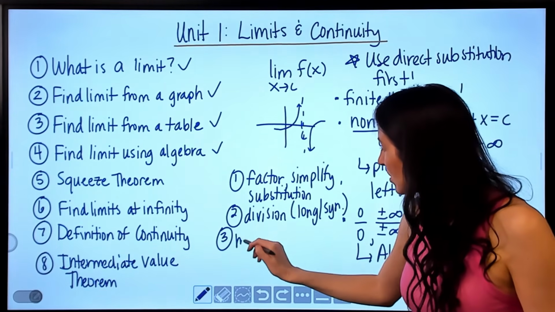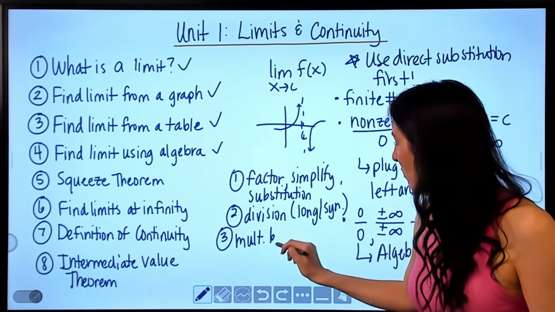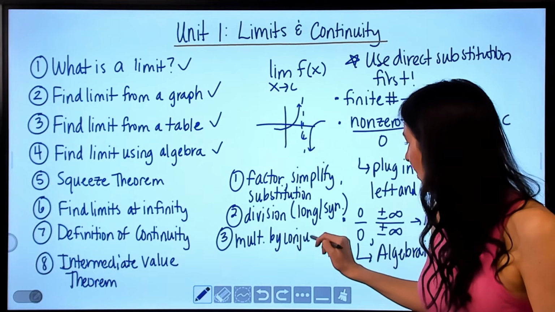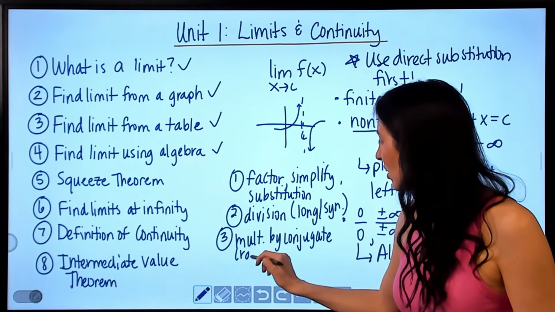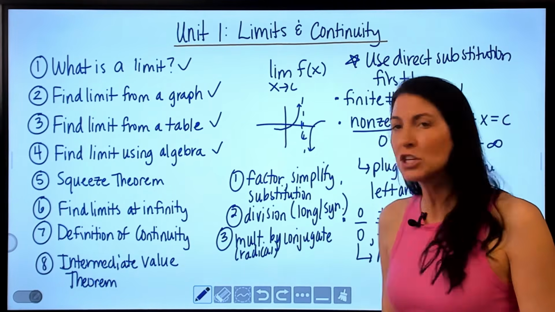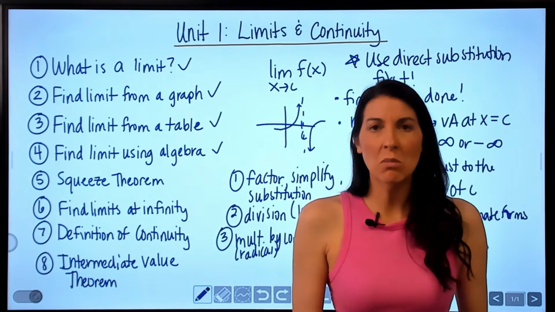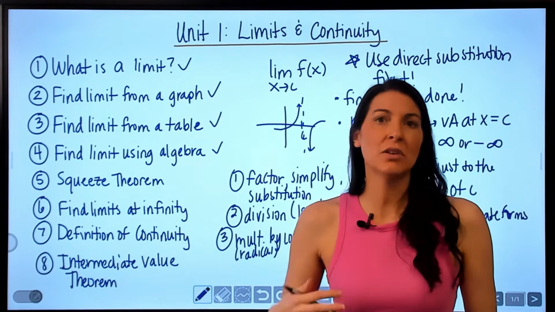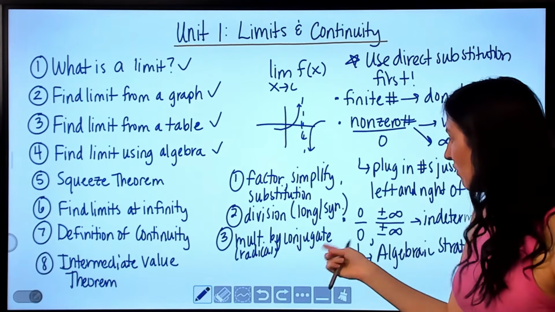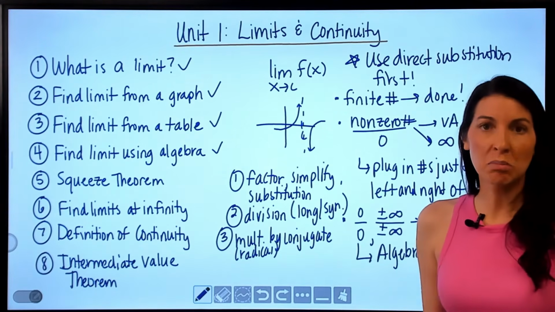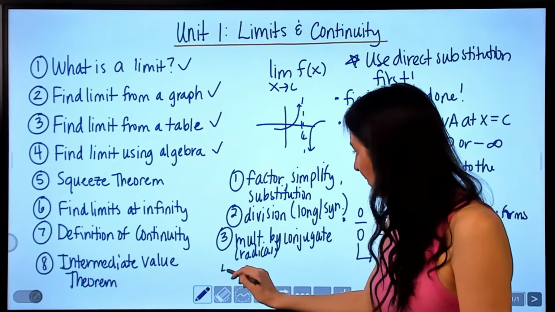You may have to use the strategy of multiply by the conjugate. Now, how would you know when to multiply by the conjugate? I would say that's when you have a radical in your problem. Oftentimes, you can multiply by the conjugate. Basically, you're multiplying by the equivalent of 1, so you're not changing the problem, you're just simplifying, rewriting it so that you can plug in the C value after all.